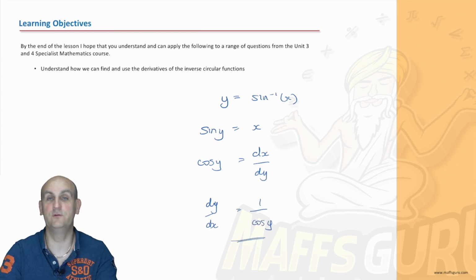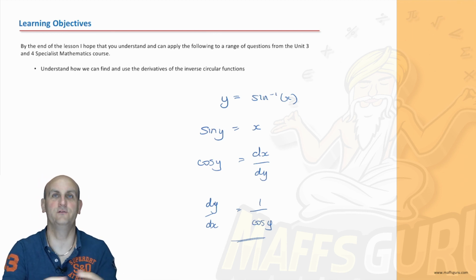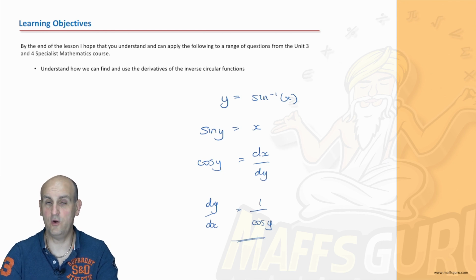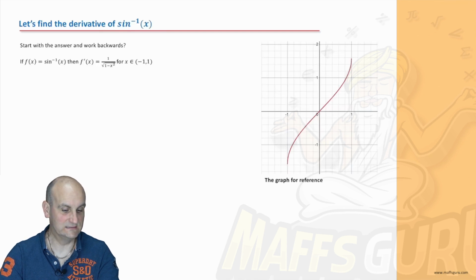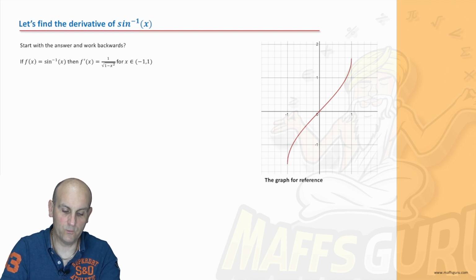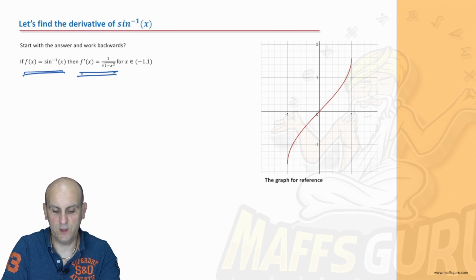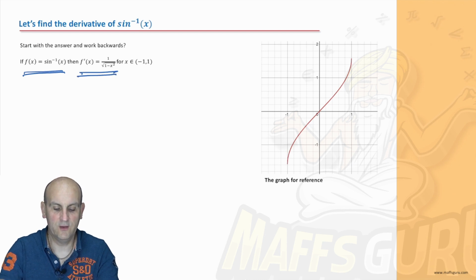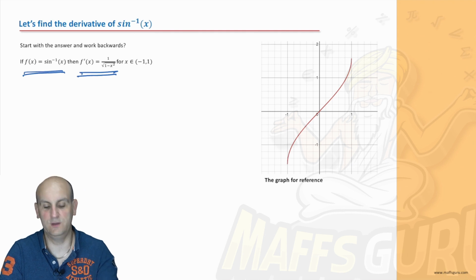Now that might be useful to us if they've given us y values, but in many cases we want to know what x values are going to be substitutable in. So here's the question for you: how do we go from cos to something else? Well, let's have a look now. Obviously in this situation I want to give you the formula. So when you have y equals sine to the minus 1 of x, the differential is given by 1 on the square root of 1 minus x squared for x values between minus 1 and 1.